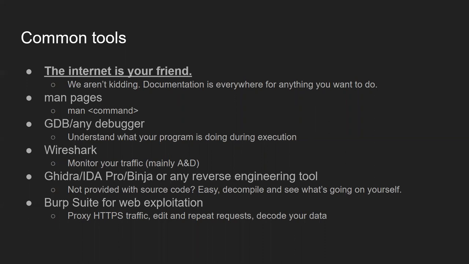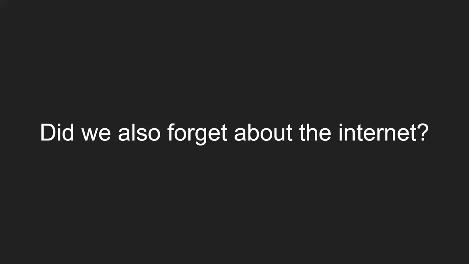We also have Burp Suite for web exploitation. You could proxy HTTPS traffic, edit and repeat requests, and decode your data and whatnot. But most importantly, did we also forget about the internet? Please Google, DuckDuckGo, Startpage, Bing, I don't know, just search whatever you want or you're unsure of. There's a very good chance that you can start backtracking and Google searching and figuring out what you're missing, or just getting a better understanding of something in order to do a challenge or in general.